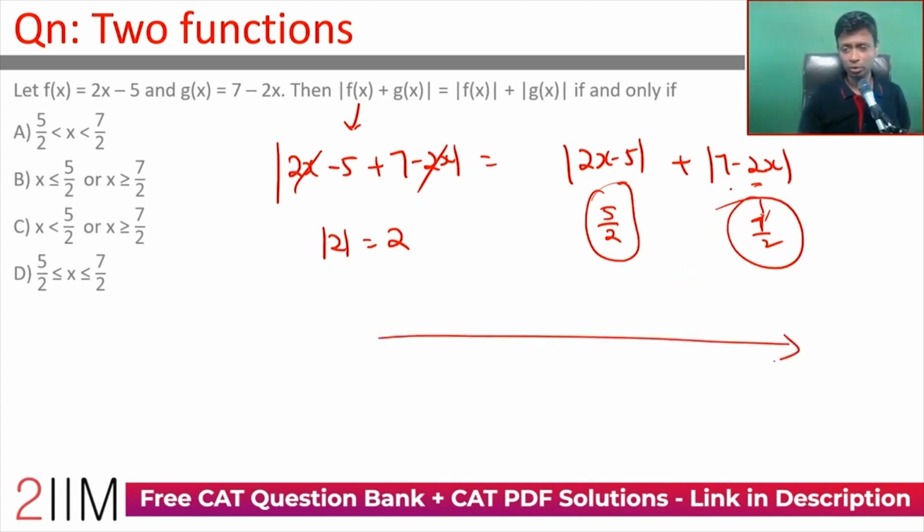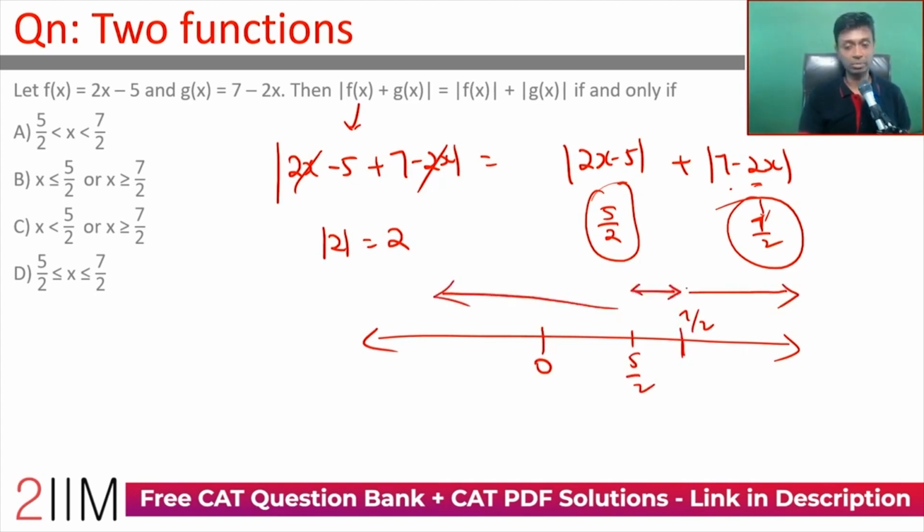And so now think about this. We have 0 here, 5 by 2 somewhere here, 7 by 2 somewhere here. X is greater than 7 by 2. X is less than 5 by 2. X sits between 5 by 2 and 7 by 2. Those are our three possibilities.